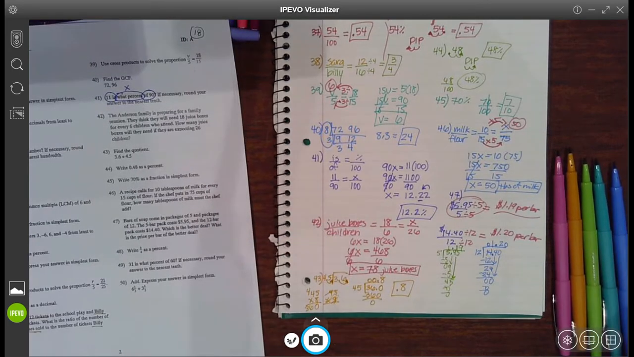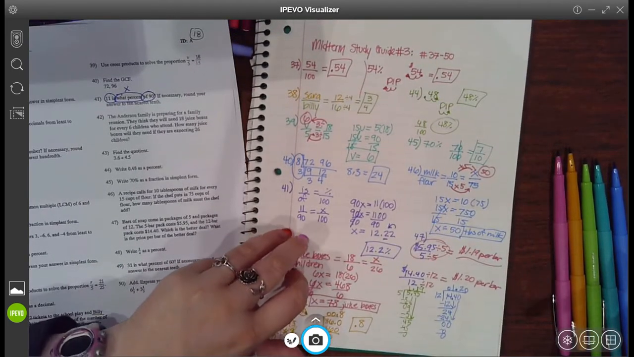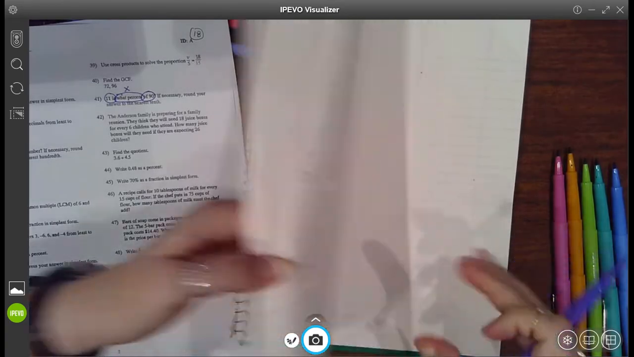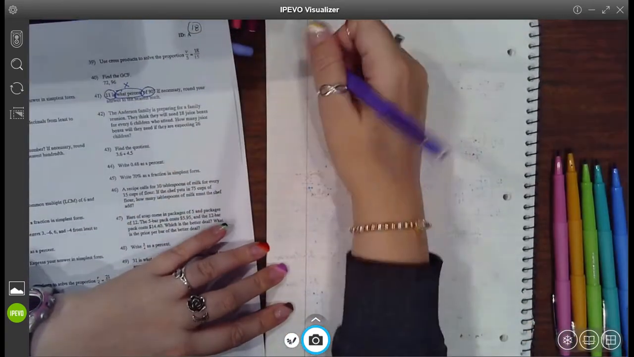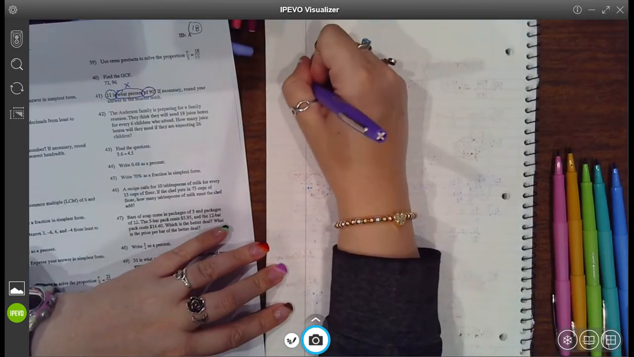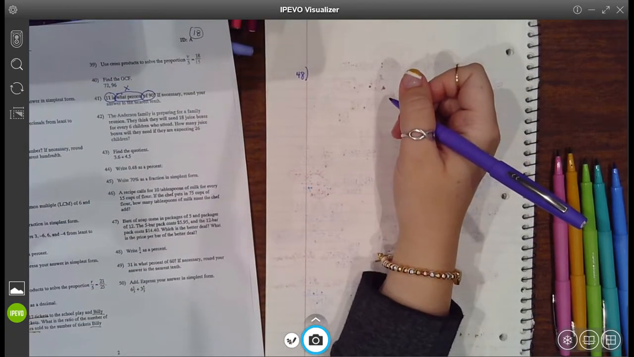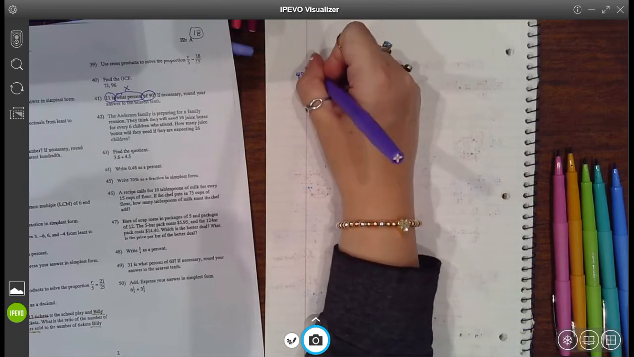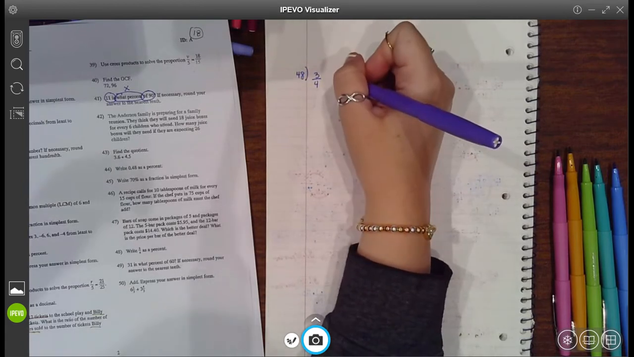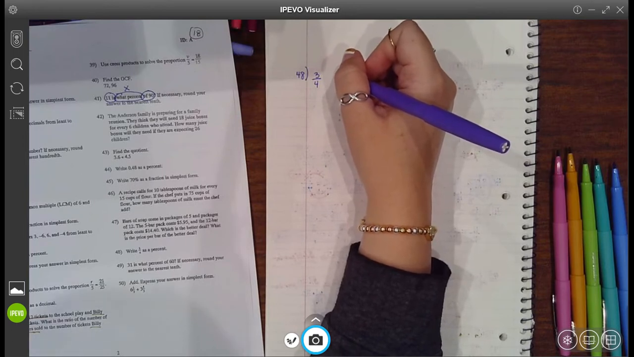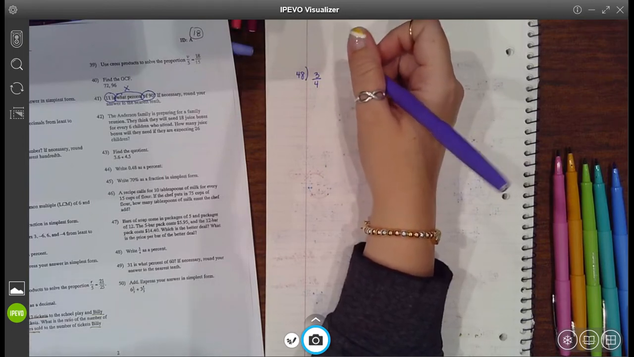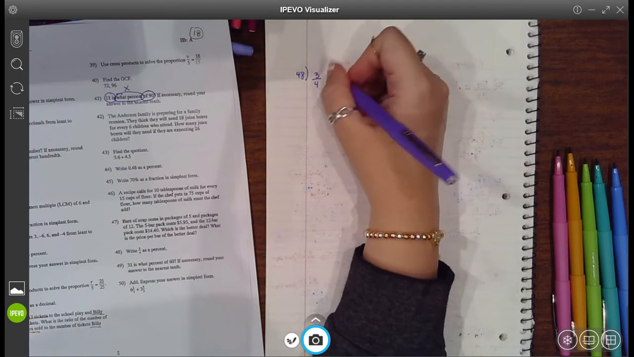Let's go ahead and move on to number 48. Number 48 says write 3/4 as a percent. What do you think? Okay, well, I could change a fraction to a decimal, take the top divided by the bottom.